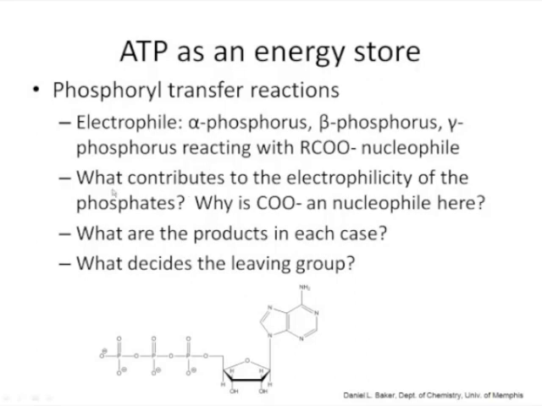So some questions here: what contributes to the electrophilicity of the phosphates? Why is this a good electrophile, this atom? And in this form, why is that troublesome, and how do we get around it? We've talked about why carboxylate is a nucleophile rather than an electrophile like carboxylic acid is. But if you're going to have a reaction between a carboxylate and the alpha phosphorus, the beta phosphorus, the gamma phosphorus, what are the products in each case? And then what kinds of things decide the leaving group? You need to be able to stabilize each of those leaving groups. And keep in mind that these reactions are occurring in an enzyme active site.